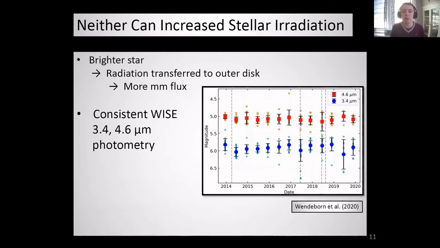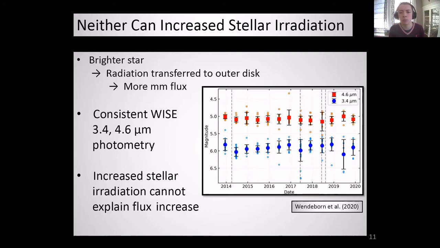And as it turns out, neither can stellar irradiation. So the idea here is that a brighter star heats up the disk, which then increases the amount of millimeter flux. Basically, the disk's overall temperature rises. But we don't see any corresponding flux increase at shorter wavelengths, in this case, near infrared wavelengths from WISE. You can see here there's really no overall change in the flux of B1735 Cygnus between 2014 and 2017, at least not sustained on the 6-month cadence of WISE. And so from this, we can assume that increased stellar irradiation also alone cannot explain the flux increase.